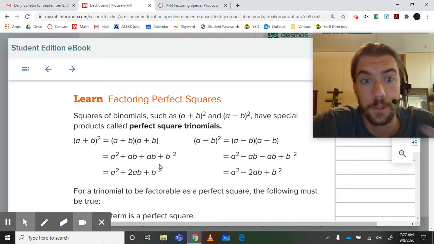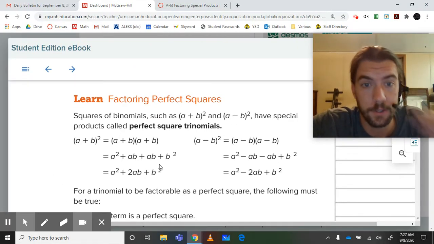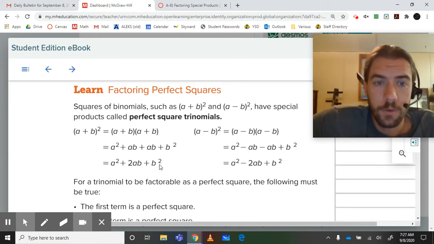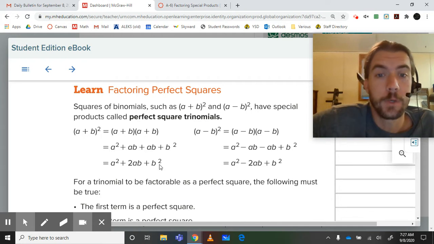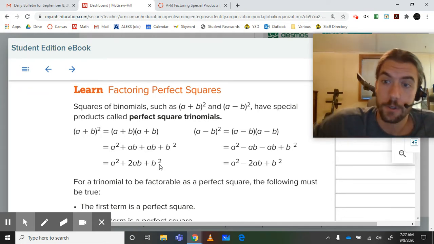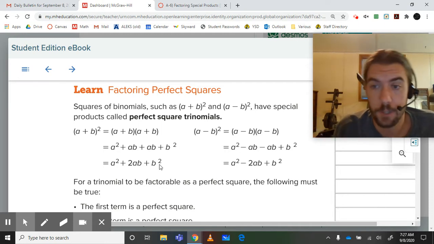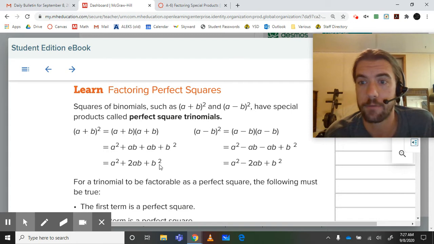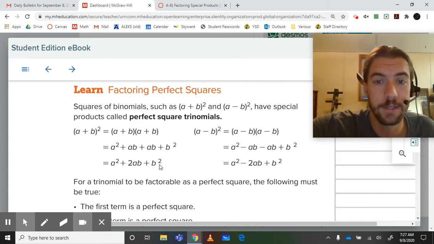All right, so let's take a look at our next learning section here, where we're not doing an example, we're kind of learning something new. So we are going to take a look at something called factoring perfect squares. A perfect square is just some number times itself. Like 25 would be a perfect square, it's 5 times 5. 100 would be a perfect square, 10 times 10.